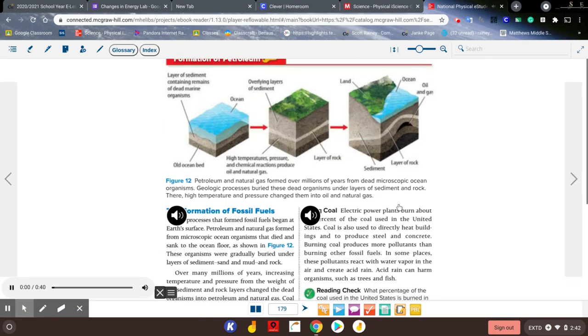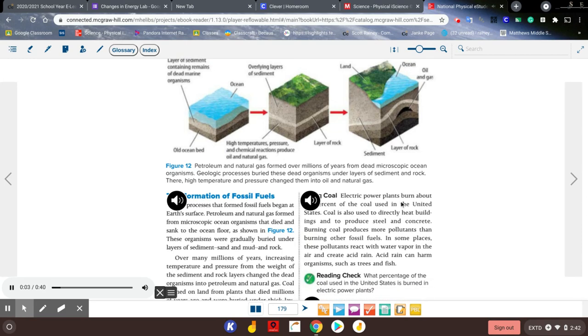The formation of fossil fuels. The processes that formed fossil fuels began at Earth's surface. Petroleum and natural gas formed from microscopic ocean organisms that died and sank to the ocean floor, as shown in Figure 12. These organisms were gradually buried under layers of sediment, sand and mud, and rock.